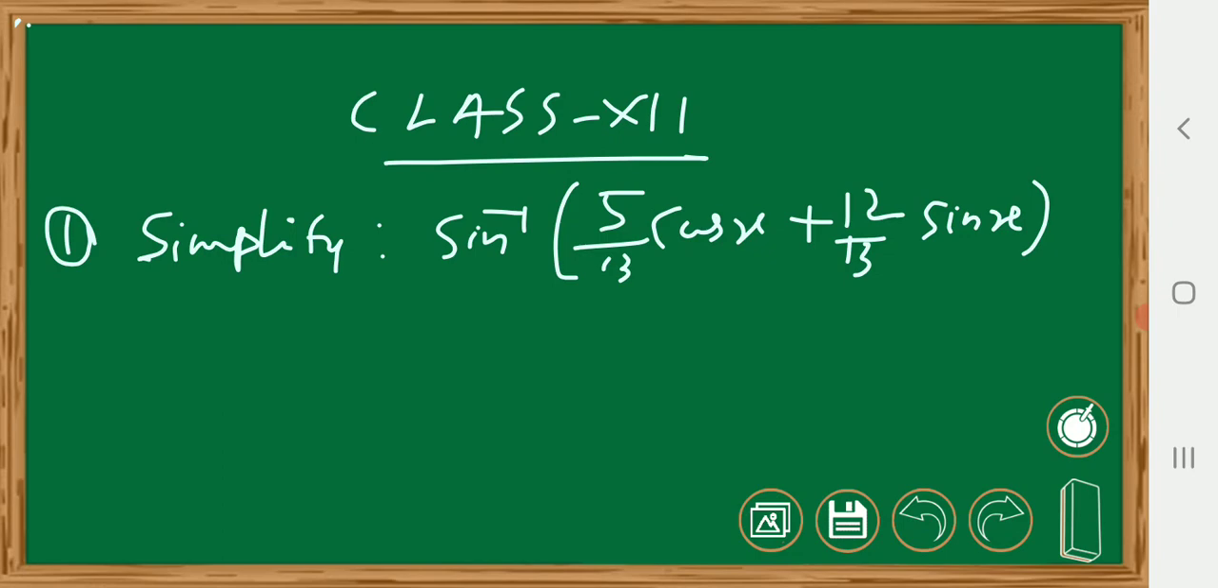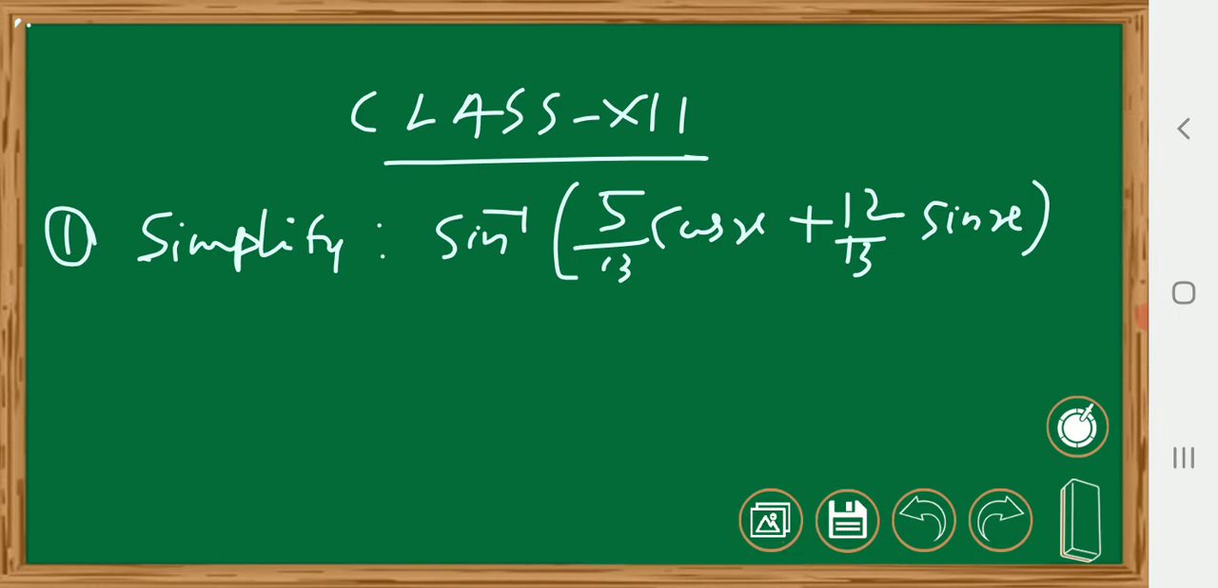In the class 12 inverse trigonometry function, there are some important problems for board examination. That is, you think how to solve this type of problem.